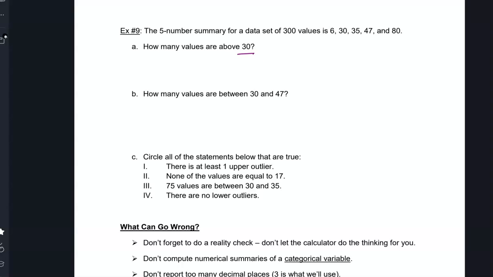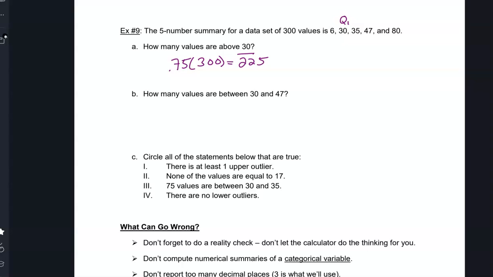Looking at the order here, this would be my Q1. So 75% of data values would be above Q1. So 0.75 times 300 would give me 225. And notice we're not given units here, so that's fine.